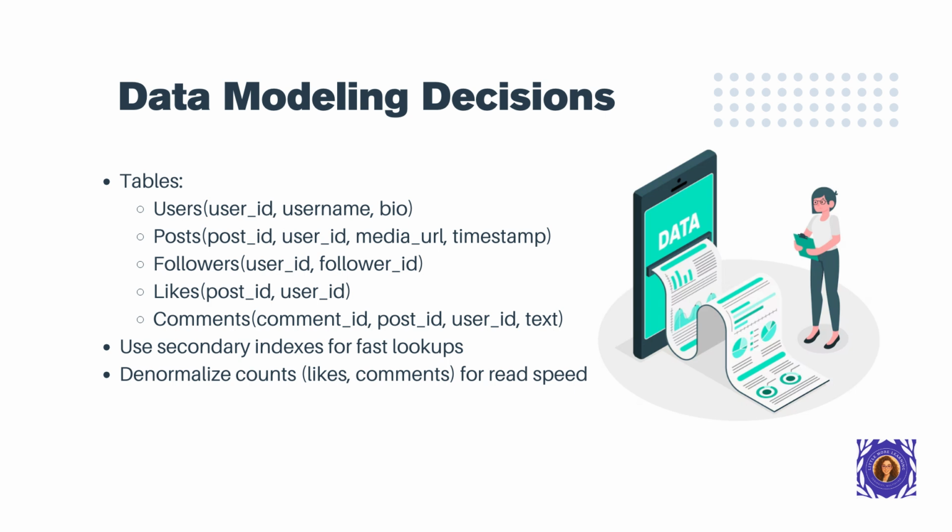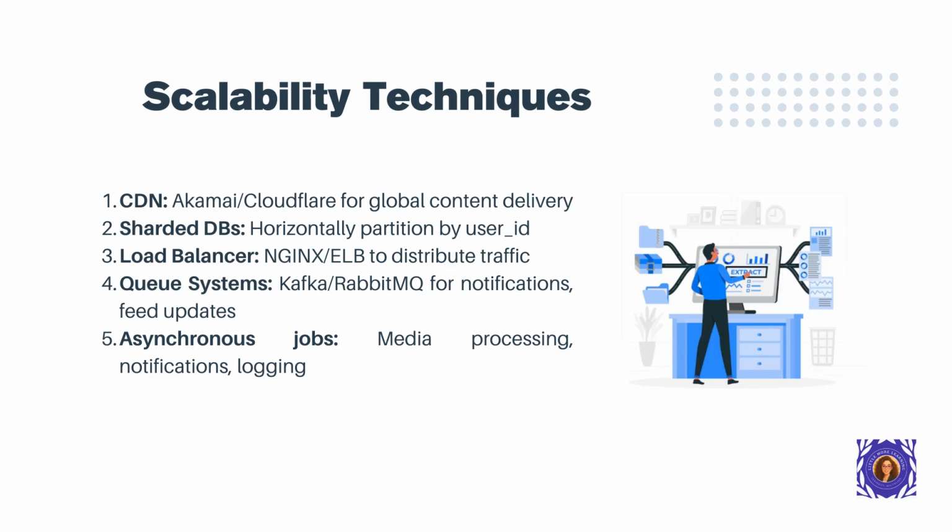We also use secondary indexes strategically on timestamps for chronological feeds, on user IDs for quick lookups, and on content types for filtering. Scaling Instagram requires a multi-layered approach. Our CDN, using providers like Akamai or Cloudflare, ensures media loads quickly for users worldwide. We horizontally shard our databases, typically by user ID, so we can add capacity by adding more database servers. Load balancers like NGINX distribute incoming traffic across multiple application servers.